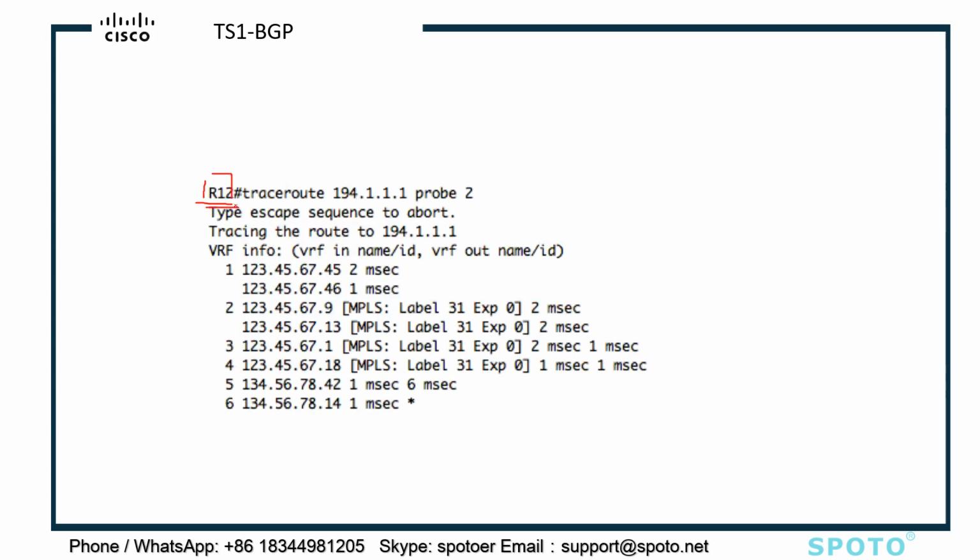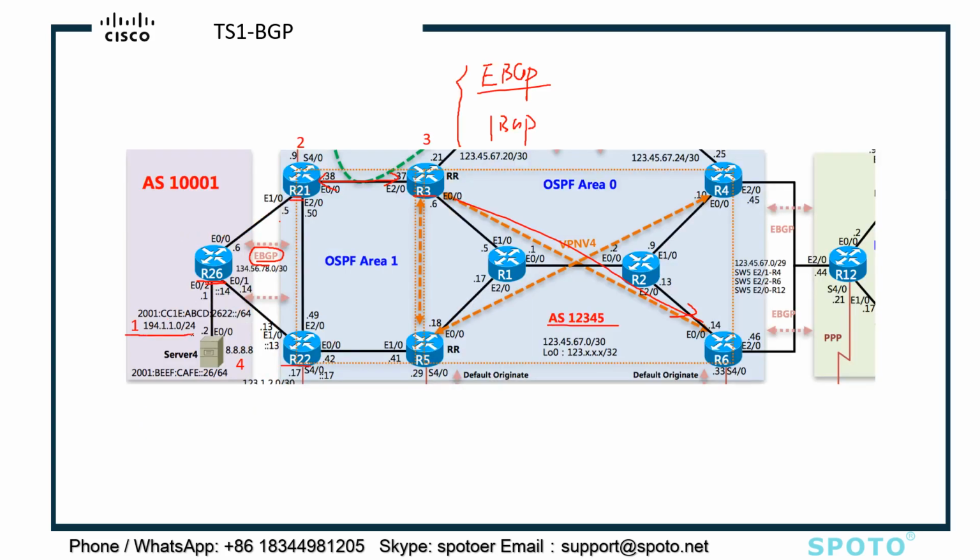So first of all, R22. When R22 tries to visit 194.1.1.1, we have this path. This path is just like this. We can see here R22 visits this network segment. Okay, so R22 is here and the destination is here. Sorry, I remove it. Okay, so this is the source R22 and the destination is number 1 here.